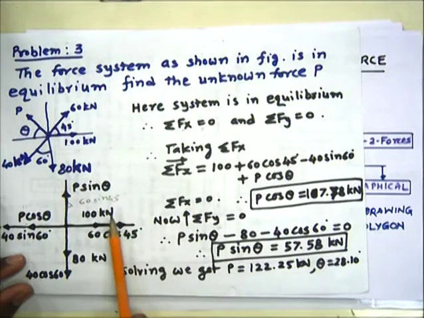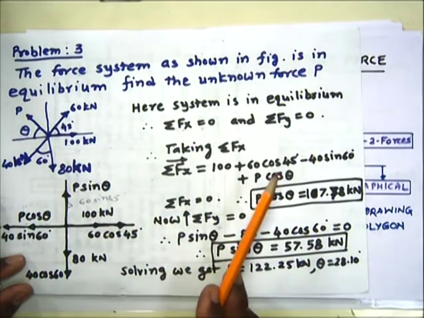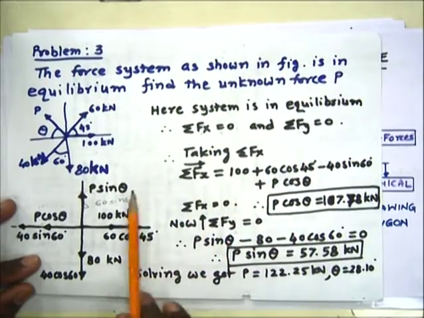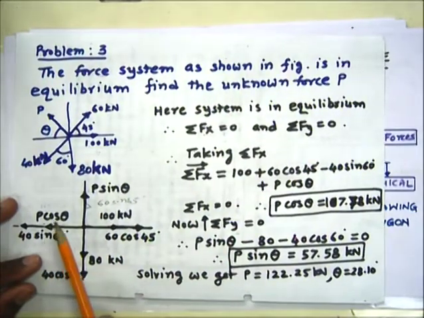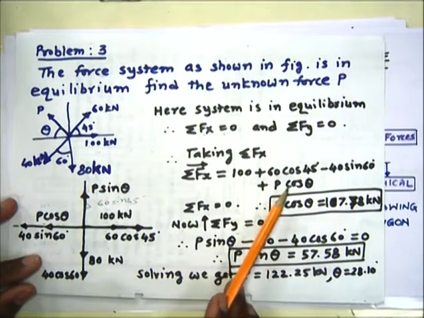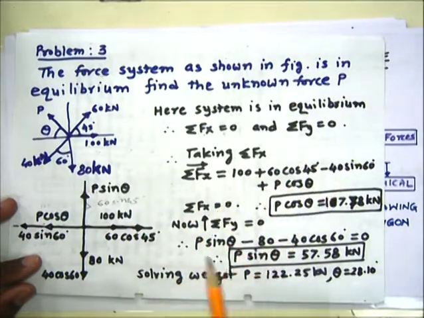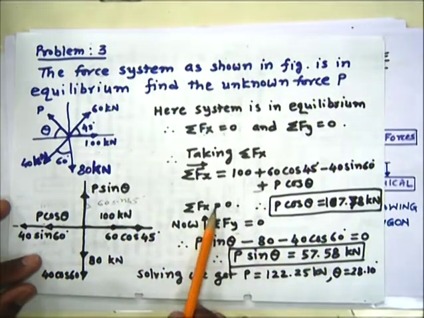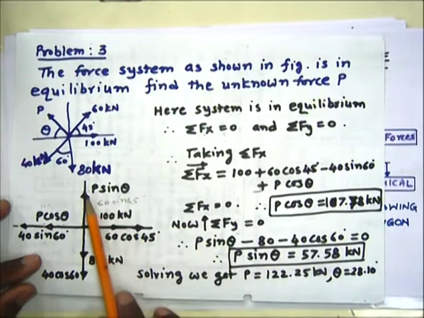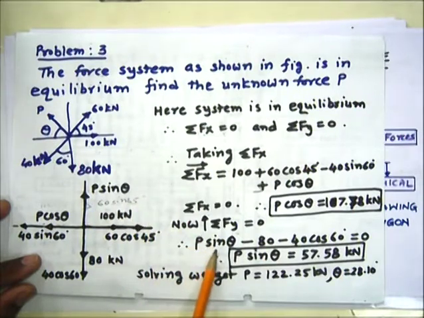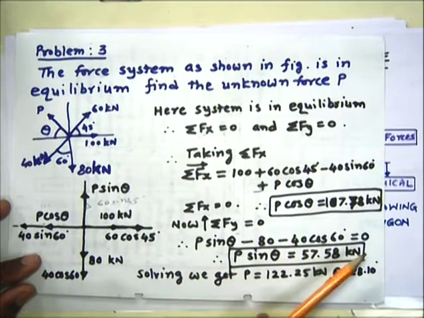Now doing summation considering sign, sigma Fx, considering towards right as plus: the force 100 kN, then 60 cos 45 in the positive x direction, and then in the negative x direction P cos theta, so it should be minus here, it is mistaken there, and 40 sin 60, that is also minus, so it should be minus here. Then sigma Fy, considering vertical upward as plus: P sin theta minus 80 minus 40 cos 60, which is equal to 0.